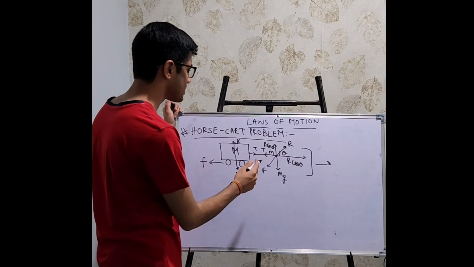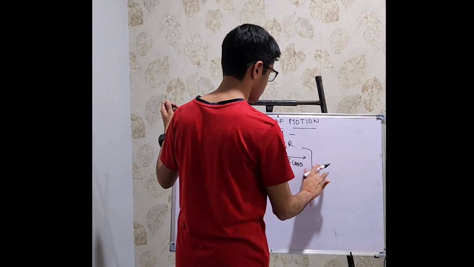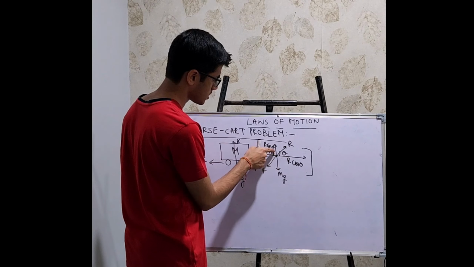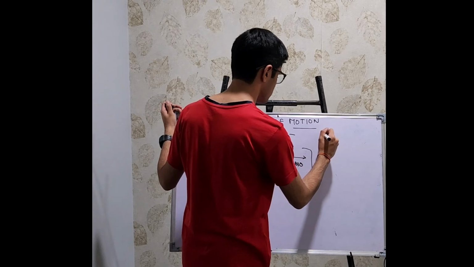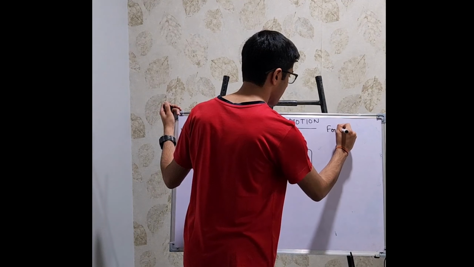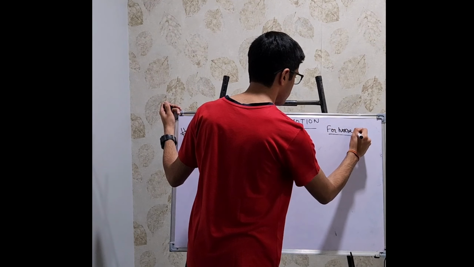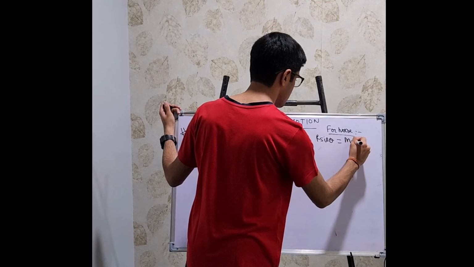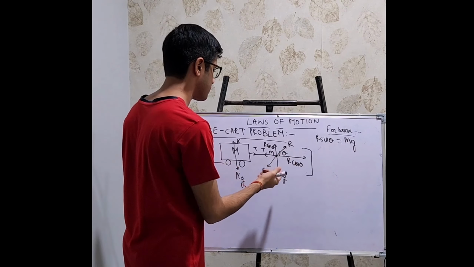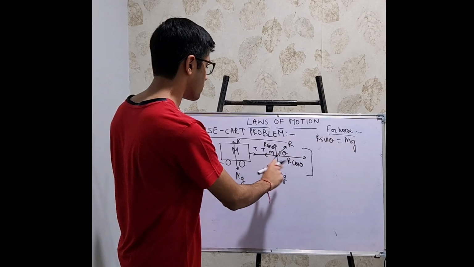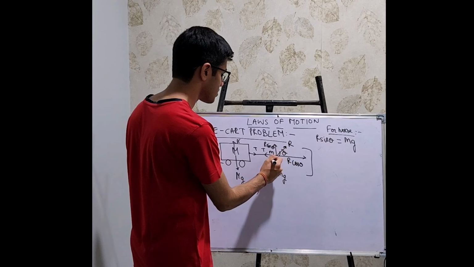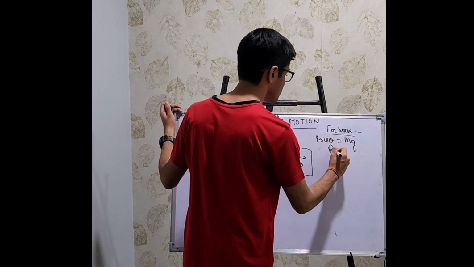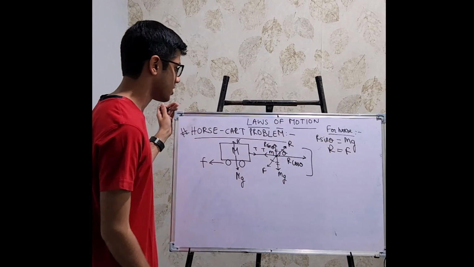Now we can see from here that R sin theta, which is this force, is equal to small mg. So for the horse, R sin theta is equal to small mg, and these two forces cancel each other out because they are equal. So R is equal to F and R sin theta is equal to mg.